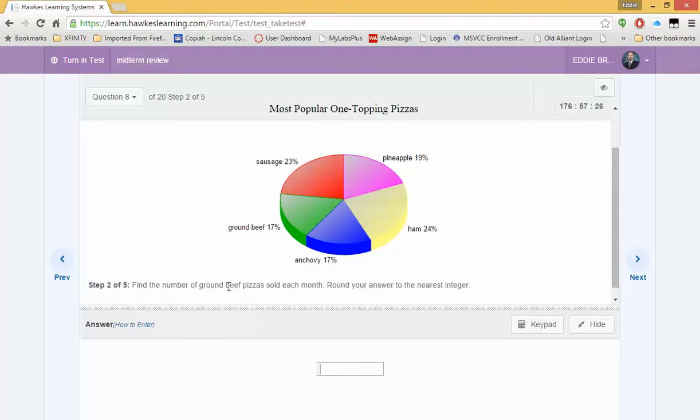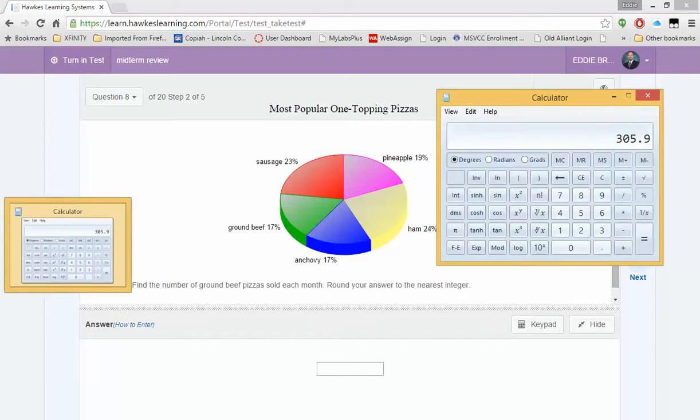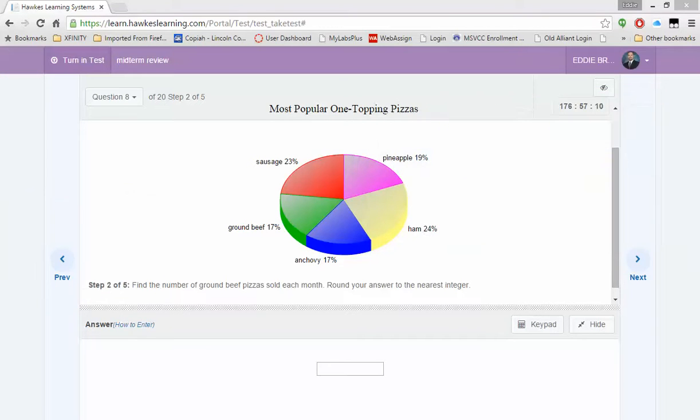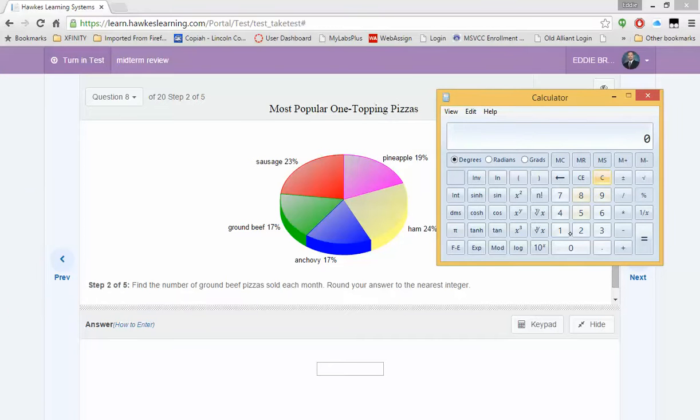Find the number of ground beef pizzas sold each month. So look at your percentage for ground beef, and we're going to do the same thing. It's still 1,330 pizzas. Ground beef 17%, so just say 1,330 times 0.17. Alright, round to the nearest integer, and that'll be 226.